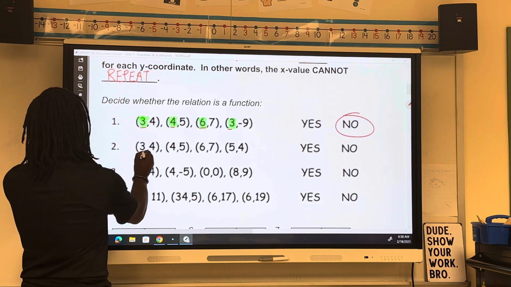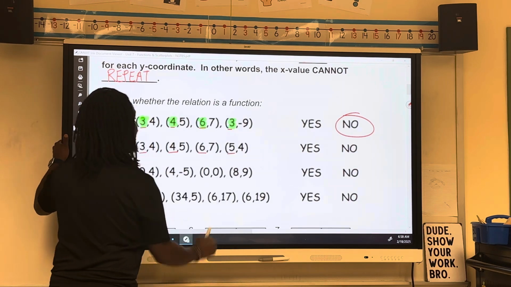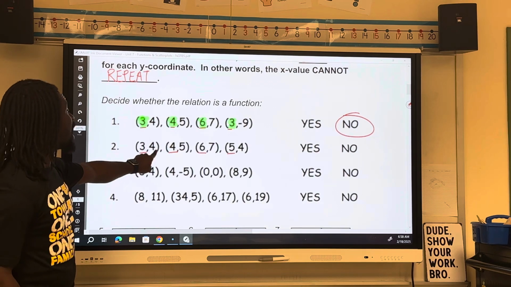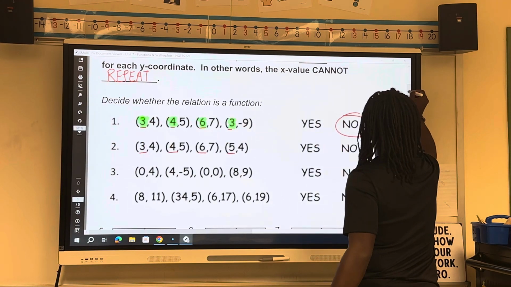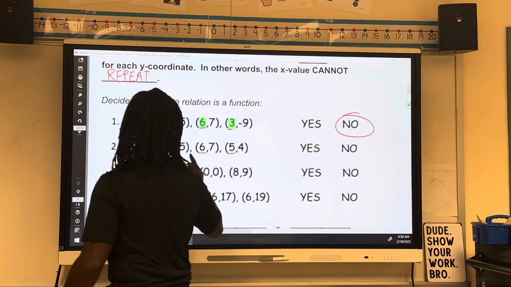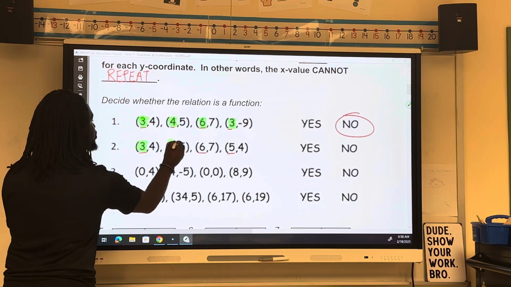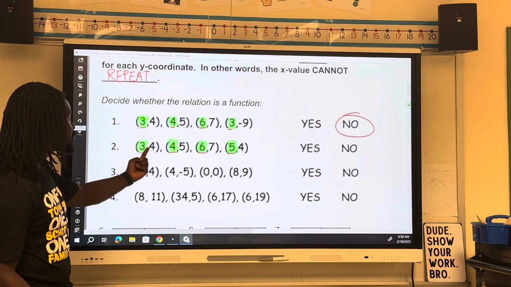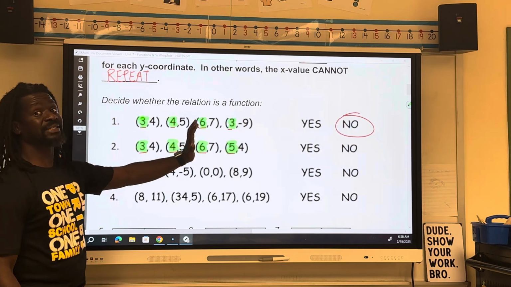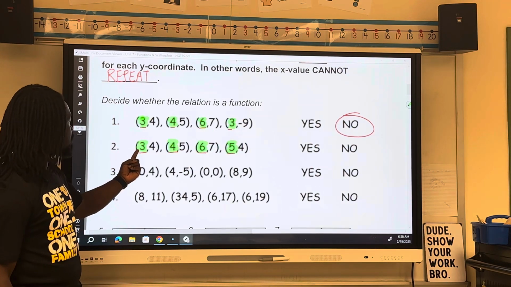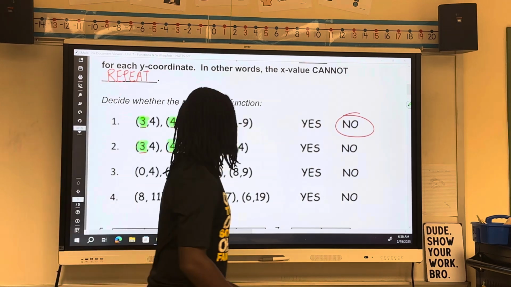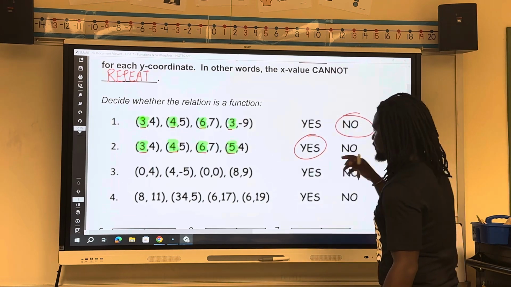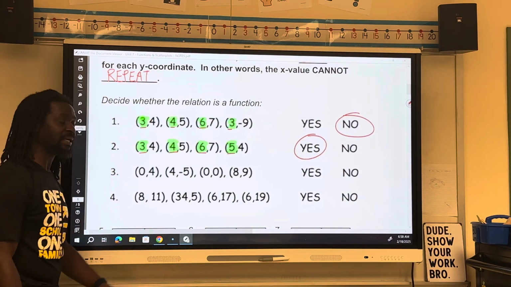Now let's look at the second one. Got 3, 4, 6, 5, okay? Well, I want you to notice in this one that in the y's, there is a repeat there, okay? The 4, there's a 4 here, and there's a 4 there. But I need you to understand, to determine whether or not it's a function, you're really only paying attention to the x values, okay? The y's can repeat, but the x's cannot. So we have 3, 4, 6, and 5. So is that relation a function? The answer would be yes, because the x values do not repeat, okay?